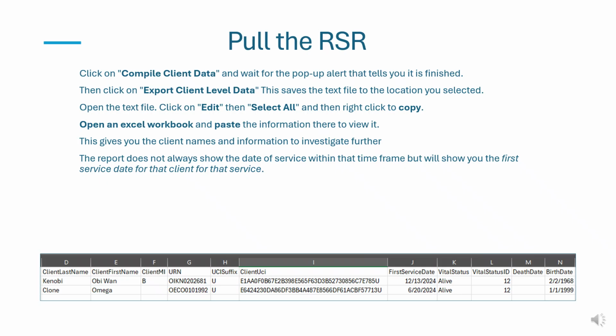The report may not give you a date of service that is within the range you chose, but the client in the report did have that service during the time frame. The report always gives you the first date of the service. You'll need to go into the client profile to check the service data entry or any other information that might be causing an issue. Pulling the RSR is the only way to get client-level data without a formal data request made to VDH.